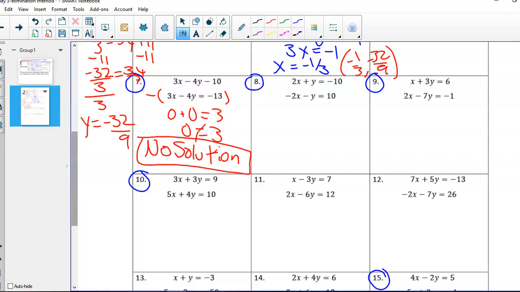Okay. So if you start to see when you're solving them that both variables cancel, but then it doesn't equal the number on the other side, you get no solution.